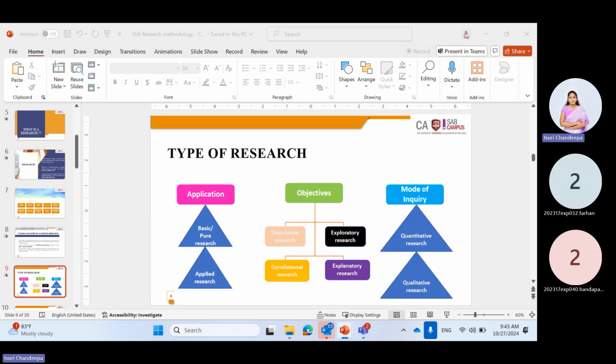Type of research. Types. The first type. You read these. What is the first one? Based on the application, you can identify two research. So what are those two research? Basic research and then applied research.